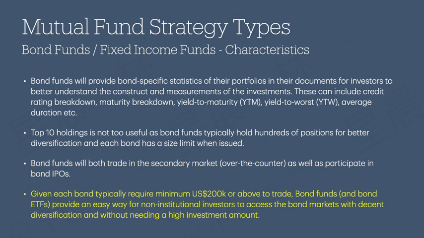Each bond issue typically requires at least $200,000 to trade, so it is difficult for a non-institutional investor to build a well-diversified bond portfolio using direct bonds. Bond funds and bond ETFs provide an easy solution in this case, where any investor can access different parts of the bond markets in a cost-efficient manner that comes with good diversification. This is one of the key reasons why bond funds and bond ETFs are popular.